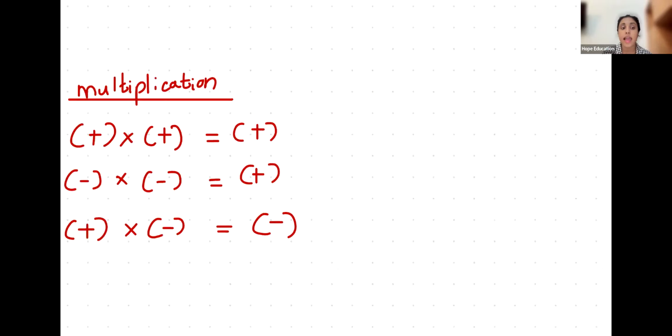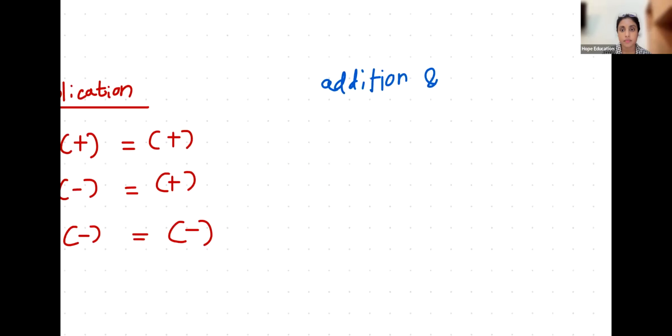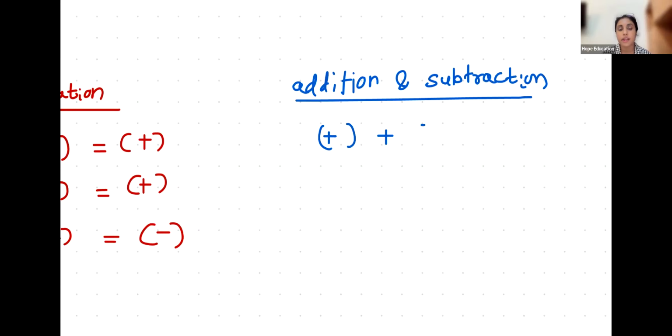But when we consider addition and subtraction, let's take an example, let's say plus 3 plus 5. Both of them are pluses, no? So we put the same sign and we just add 3 and 5, that is 8.